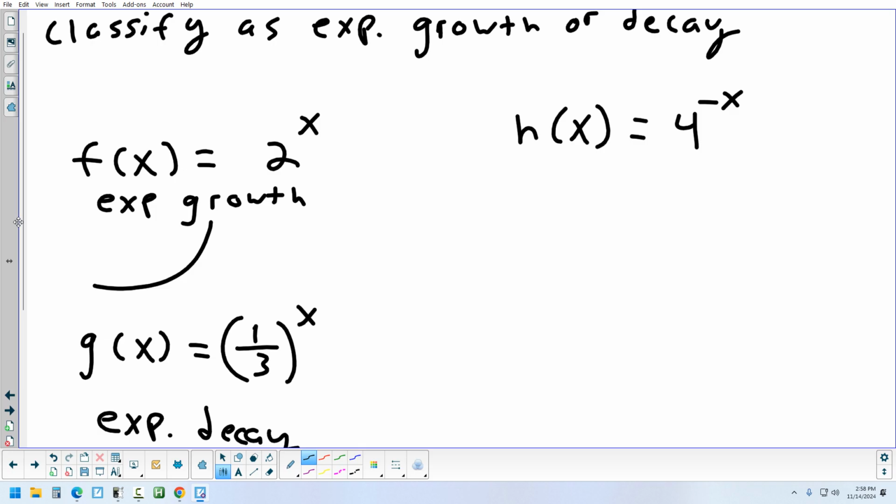And how about h of x, 4 to the negative x? Is that going to be growth or decay? Decay. Right, that is going to be decay because when you rewrite that, the base is really not a number bigger than 1. How would you rewrite that, so we have a positive x as the exponent and not a negative x? 1/4. Right. That negative causes the base to flip. So that's really a base of 1/4, which is exponential decay.